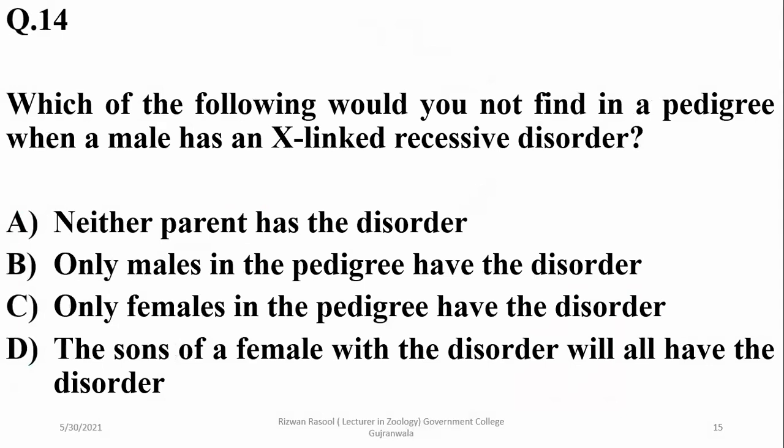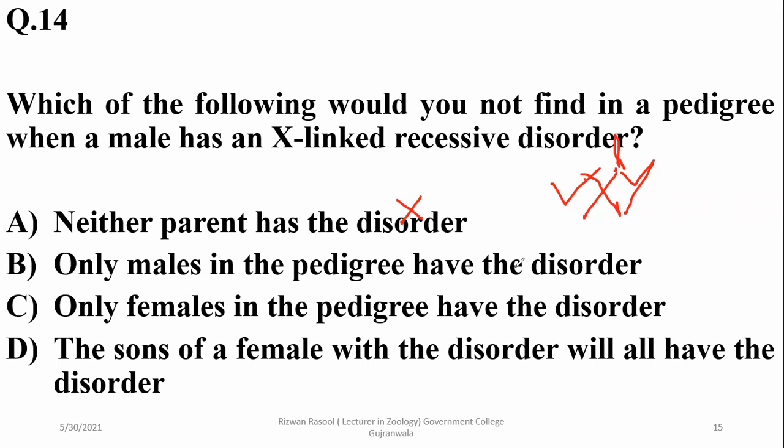And number 14, which of the following would you not find in a pedigree when a male has an X-linked recessive disorder? If a male has an X-linked recessive disorder like hemophilia, that means the male has received this X chromosome from a carrier or hemophilic mother having the recessive trait. So the option that neither parent has the disorder is not a suitable answer. Only males in the pedigree have the disorder, no. Only females in the pedigree have the disorder, no. Neither parent has the disorder is not a possibility. One of them could have the disorder.